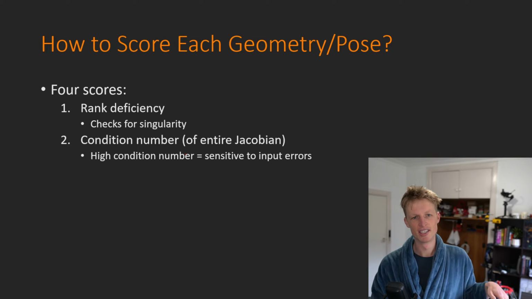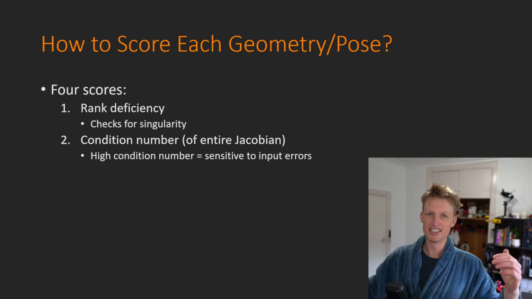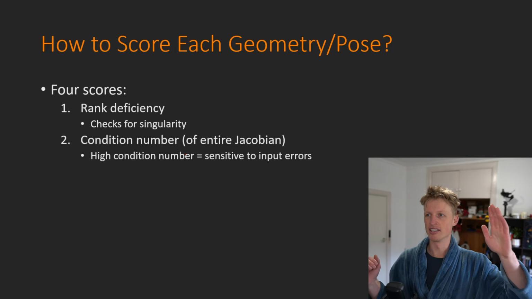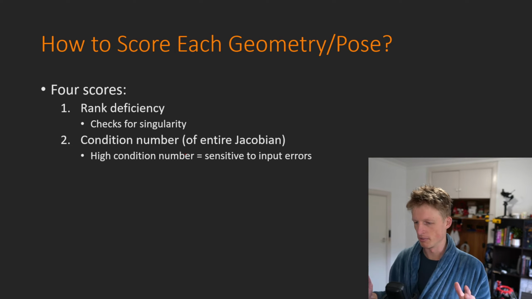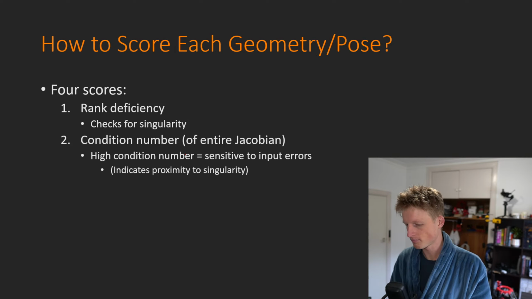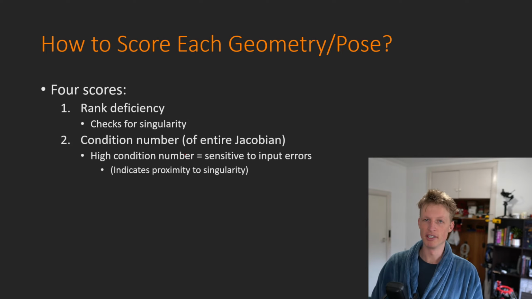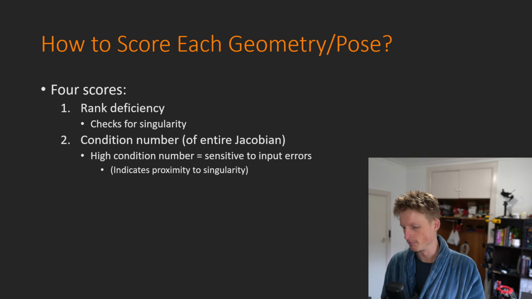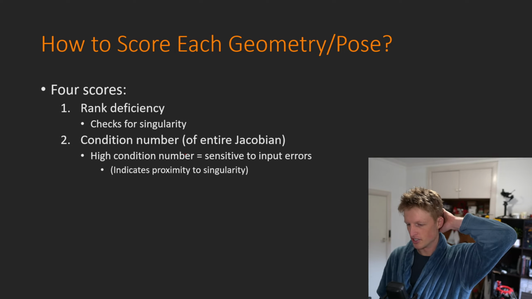And we want to make sure that the entire platform is relatively not sensitive to input errors, because I'm expecting the legs to potentially have a bit of error in exactly how long they are. And it would be really nice if that error doesn't lead to a huge displacement of the platform. We really want them to be well controlled. A high condition number also indicates proximity to a singularity, which, as we just talked about, is a really bad thing. We don't want that to happen.